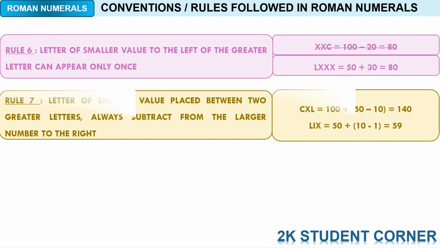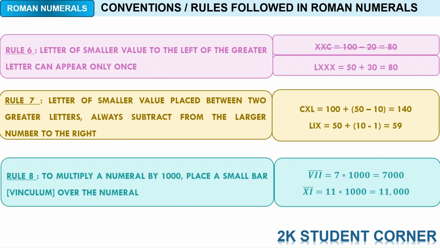Rule 7. If a letter of smaller value is placed between two greater values, then always subtract it from the larger number to the right. Rule 8. To multiply a numeral by 1000, just place a bar over the letters. Here, to represent 7000, over 7, that is VII, a bar is placed. In the same way, to write 11,000, over the Roman numeral 11, that is XI, a bar is placed.